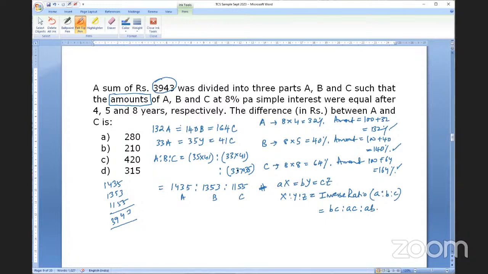Bingo. Finish. Now, what is the difference between A and C? A and C is 1435 minus 1155, that is 280. Difference between A and C is 280. That is in option A.